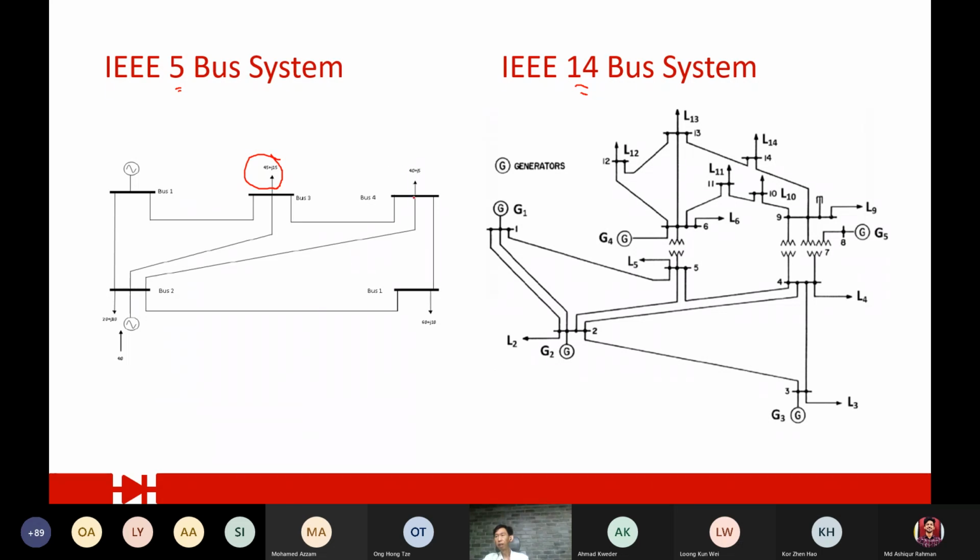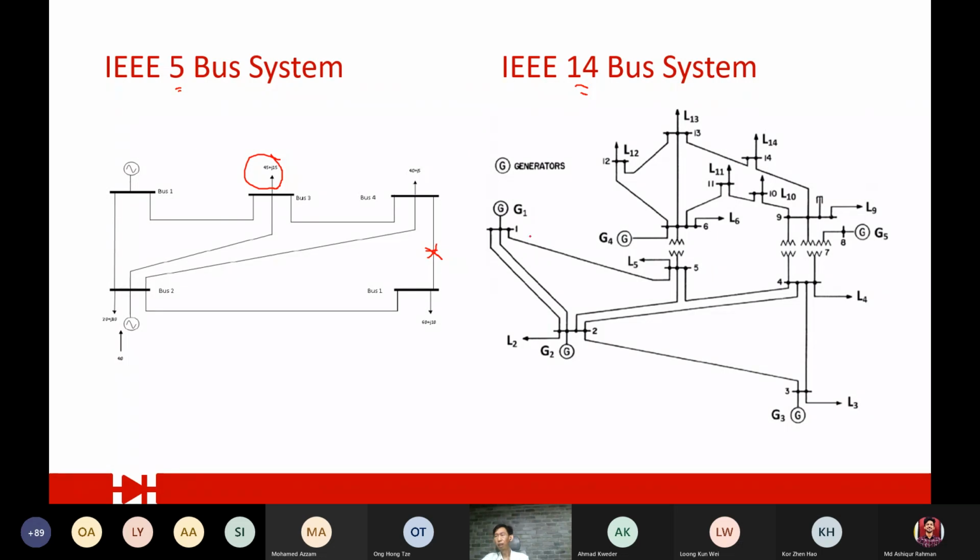The grid system is an interconnected system, and when one of the lines is broken, they will still have power. For example, if this line is broken, this bus can still get power from bus 2. And of course, if this line is also broken, then this bus no longer has any power.